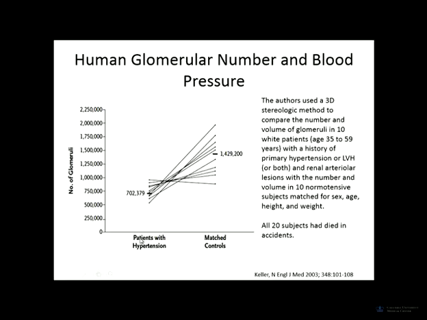And when they looked at the patients with hypertension with a matched counterpart, so they matched them for sex, age, height, and weight, the average glomerular number in the patients with hypertension is 700,000, but in the matched control it was double, so 1.4 million. So right here in 20 subjects, this is the range.